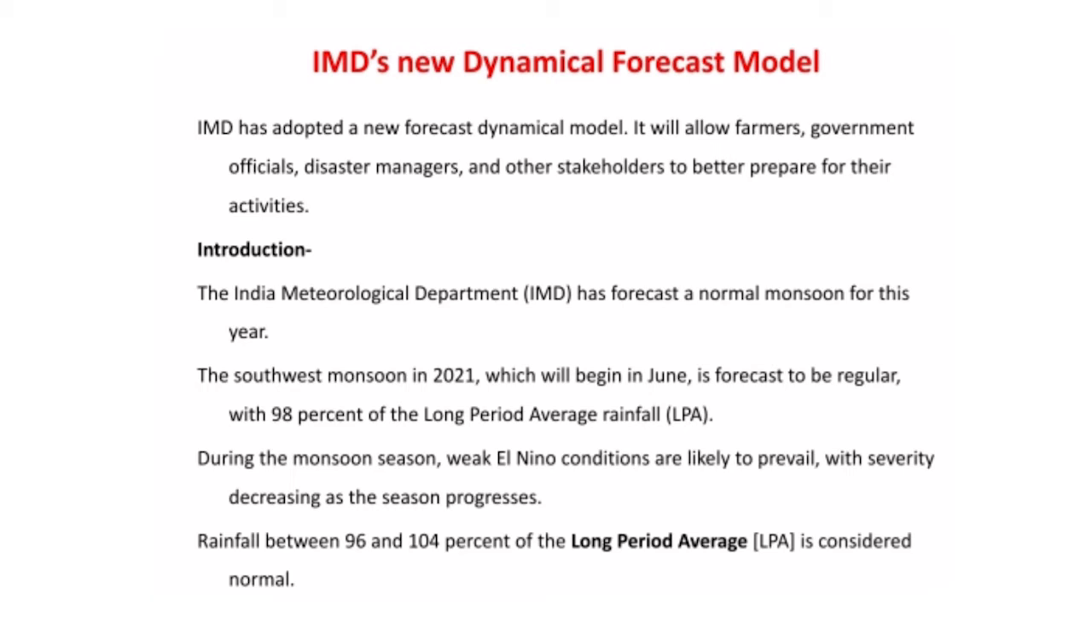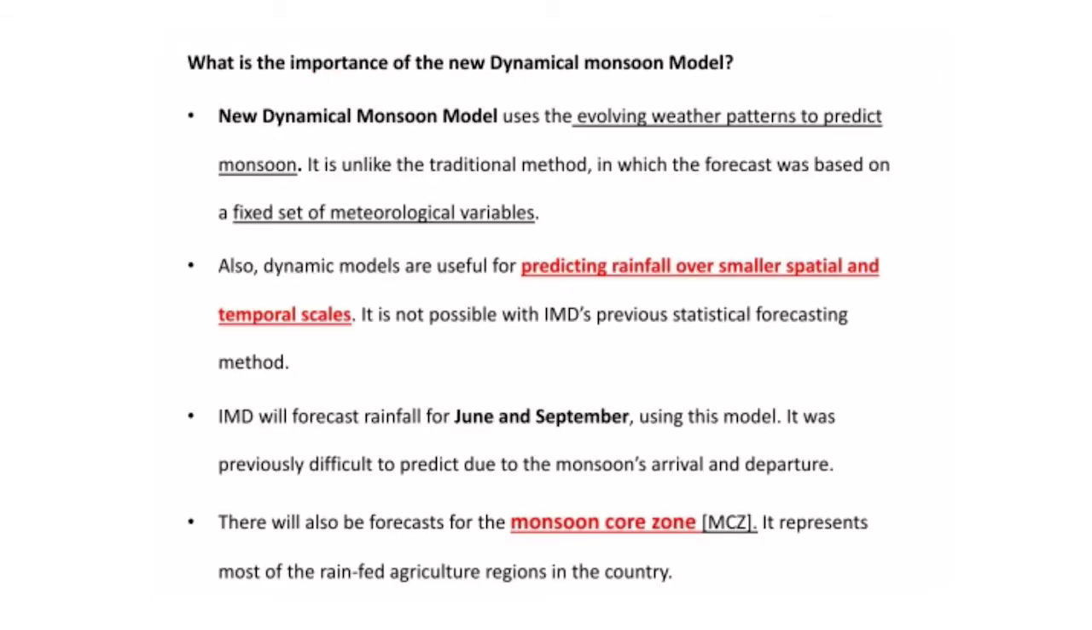Because of climate change, we are seeing so many differences in the monsoon. That is why this IMD is calculating with a new method, that is the new dynamical monsoon model. Through this they will be predicting rainfall over smaller spatial and temporal scales. This is the important thing through which they are developing this. In June the southwest monsoon is starting, so they are onwards to predict this monsoon this year.